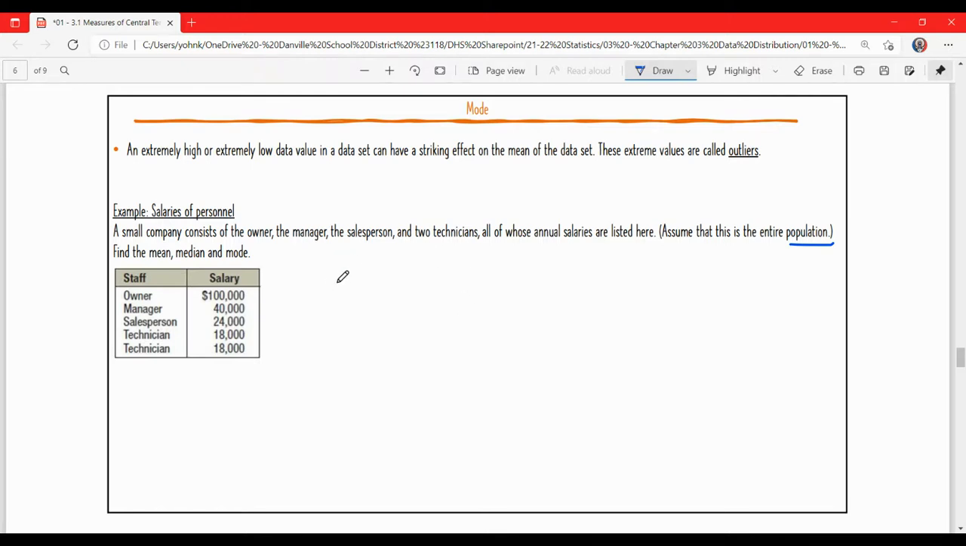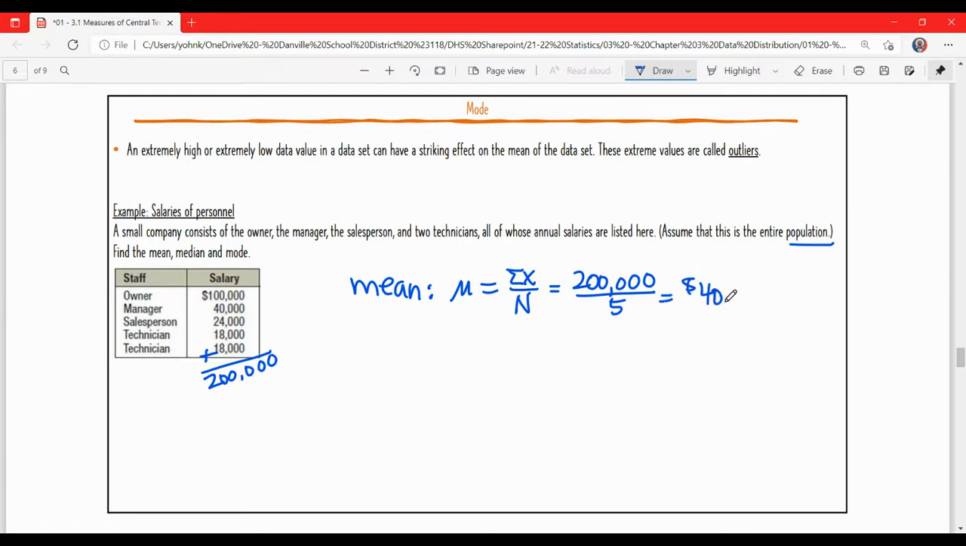All right, so the mean, since this is a population, the mean is going to be mu equals the sum of all the x's over the sample size. So we're going to add up all 5 of those numbers. And when you add them up, you get 200,000. We added 5 numbers up, 200,000. We divide it by 5, and we got 40,000.